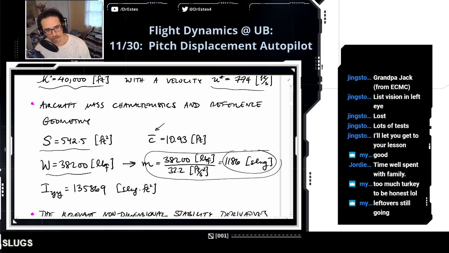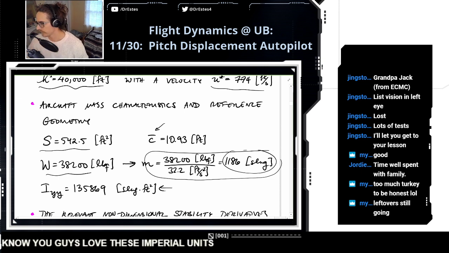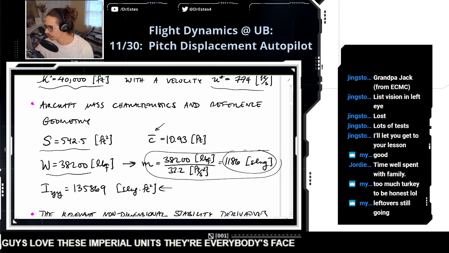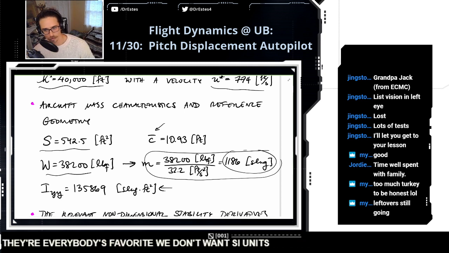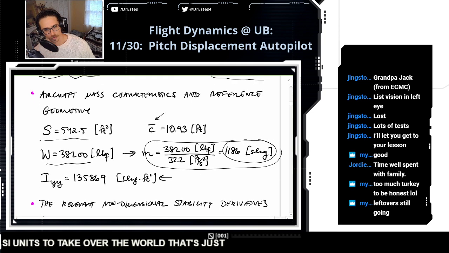I know you guys love these imperial units. They're everybody's favorite. We don't want SI units to take over the world. That's just absurd, right?